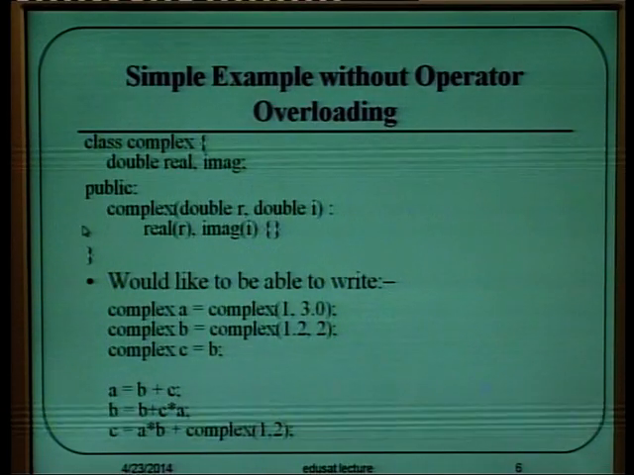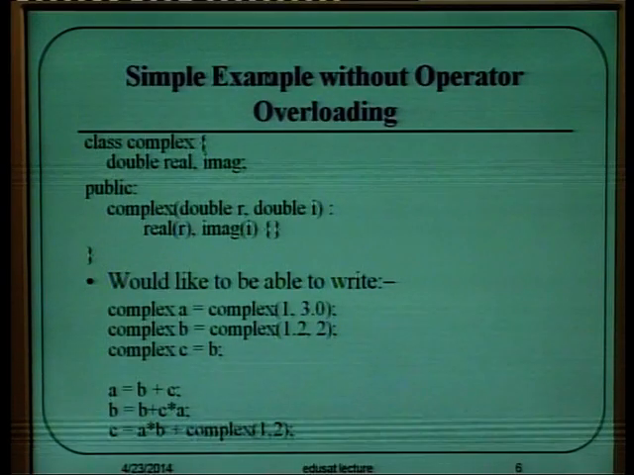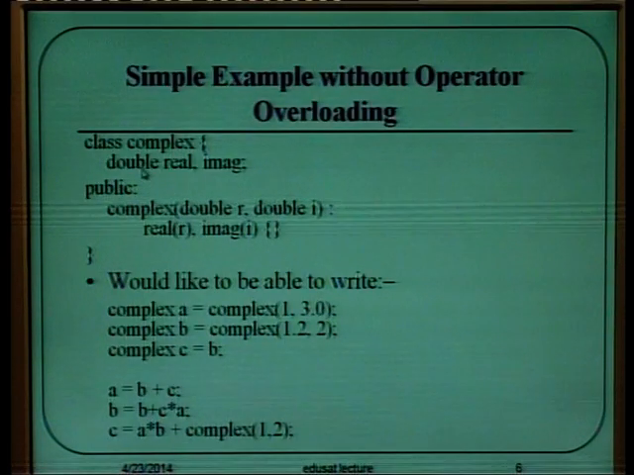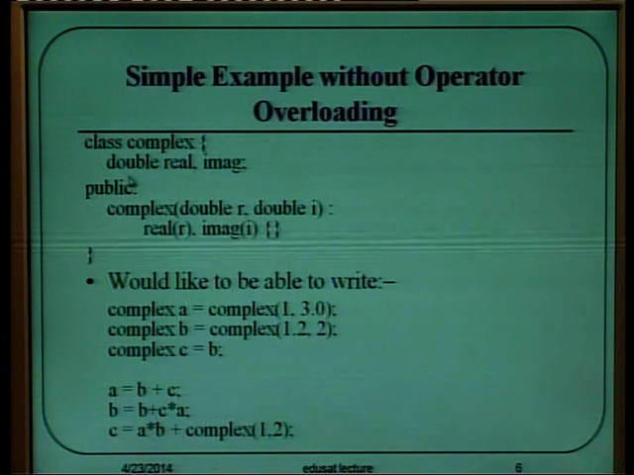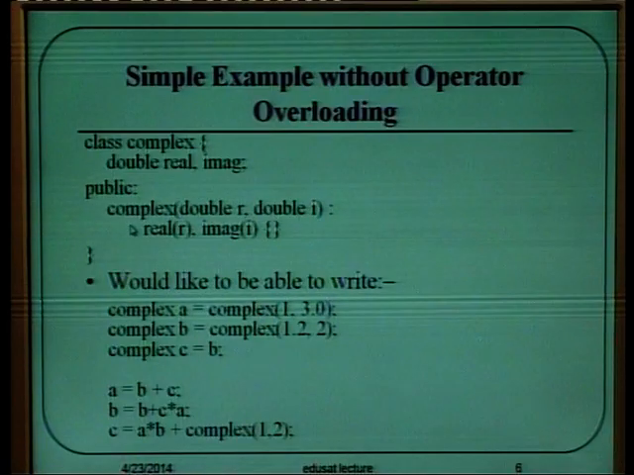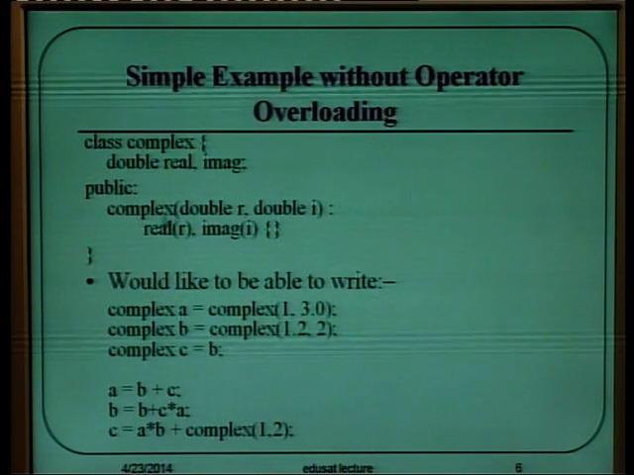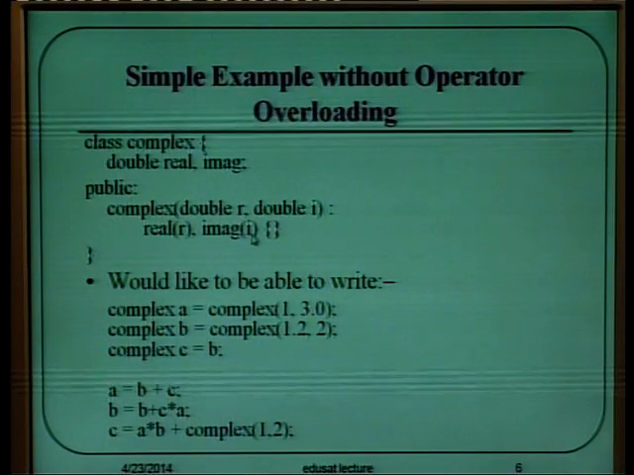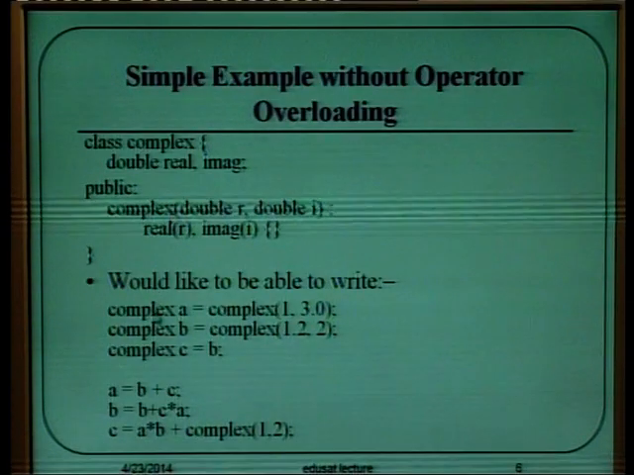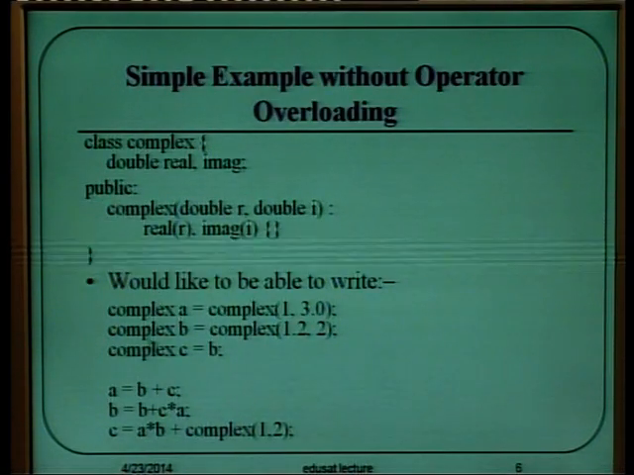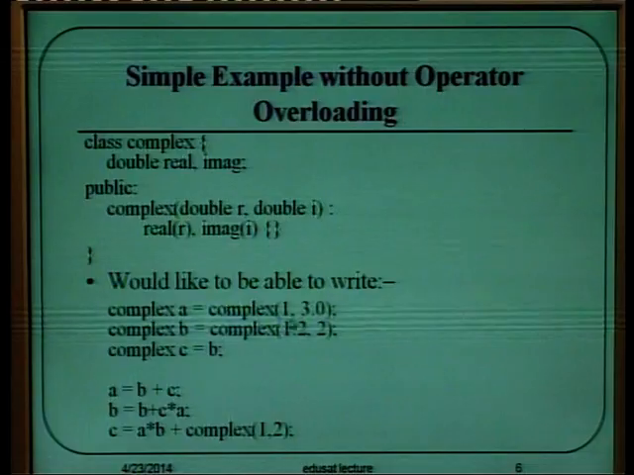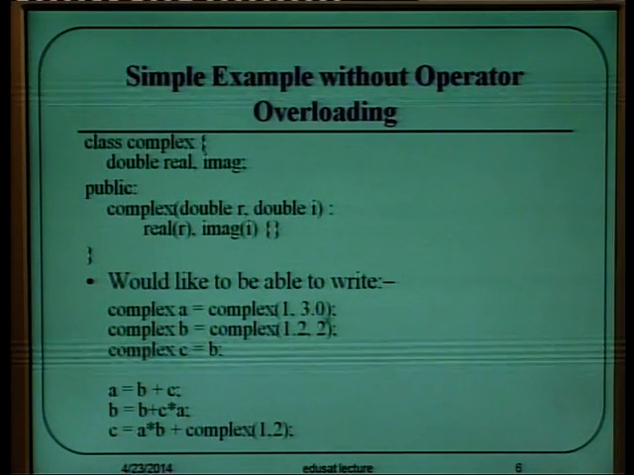This is a simple example without operator overloading. Like we have a class complex and we are taking double as a data type and two variables. In the public section, we define a constructor. So this is a constructor and we define a function, but we can access this function with an object, and we are passing two arguments.